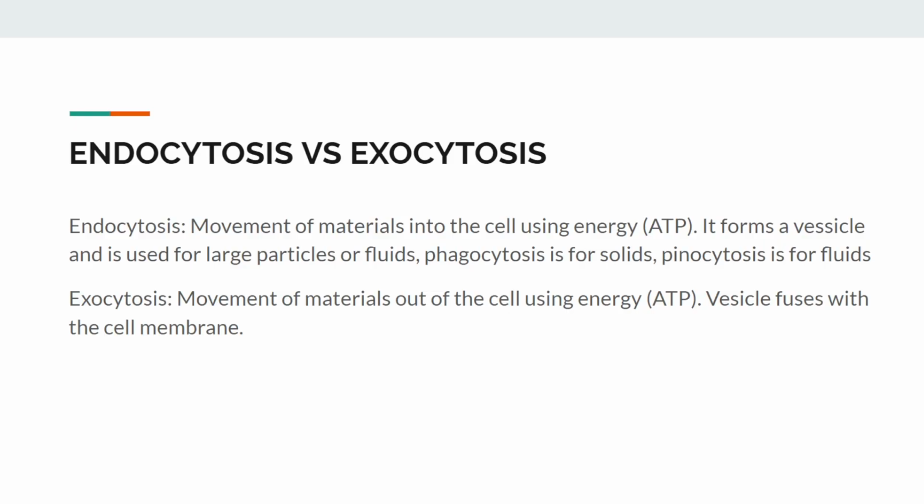I'm sure you can think of a way to memorize those two, but I think it's pretty simple. Exocytosis is, again, movement out of the cells using energy, ATP. So both use energy, and the vesicle fuses with the cell membrane. So that's essentially what exocytosis is. You don't really have to know that second part. That's just kind of an example.